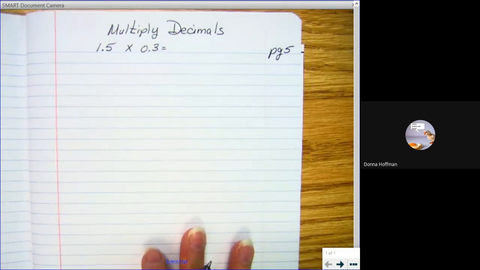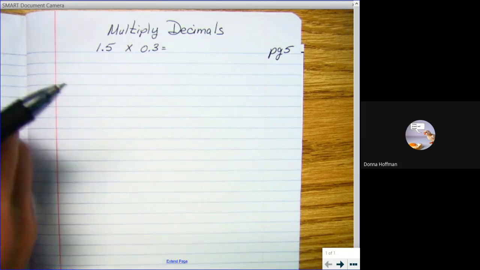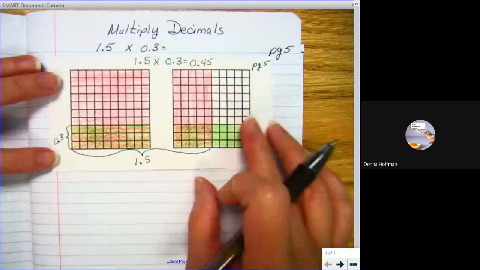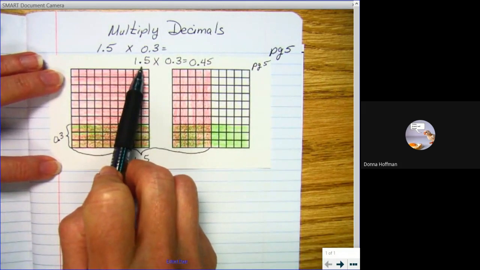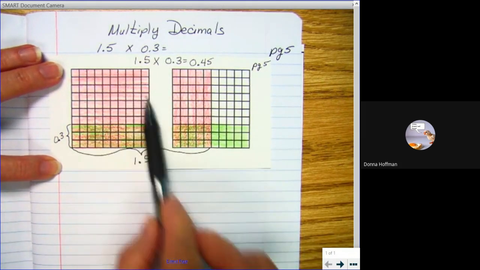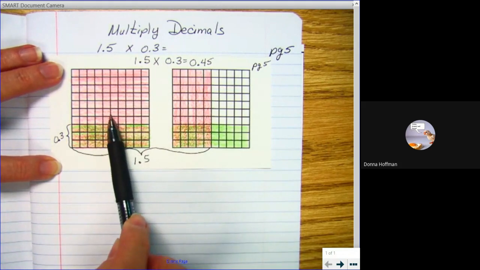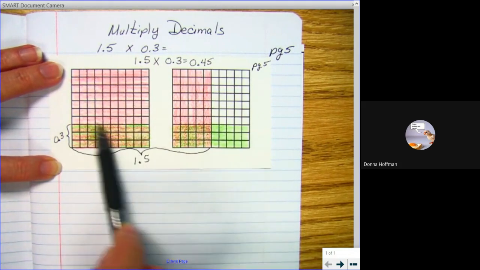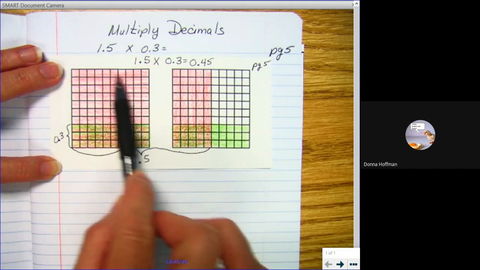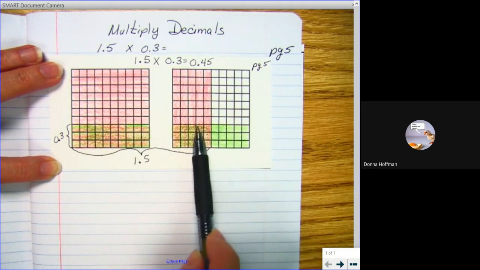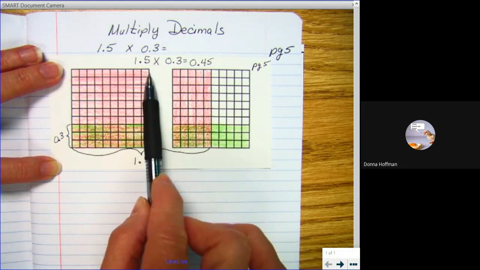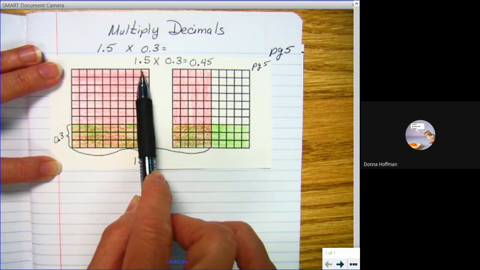First, we want to model the 1.5, 1 and 5/10. So I shaded, that's why you have 2 color pencils, red and green. I shaded to model the 1 and 5/10, the whole thing, and then 5 ten sticks, 5/10. I could look at this as money, $1.50.